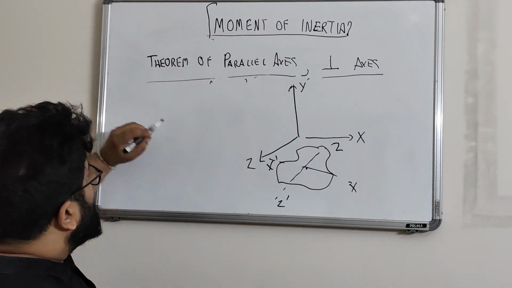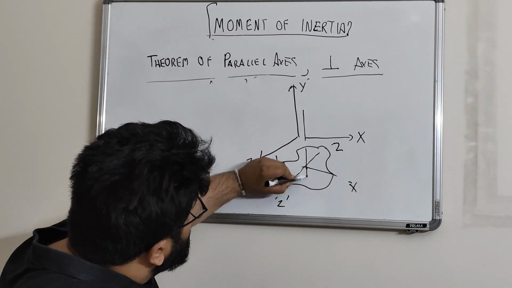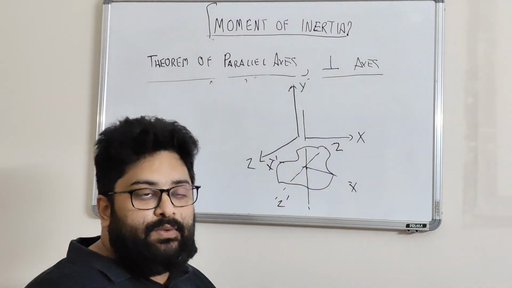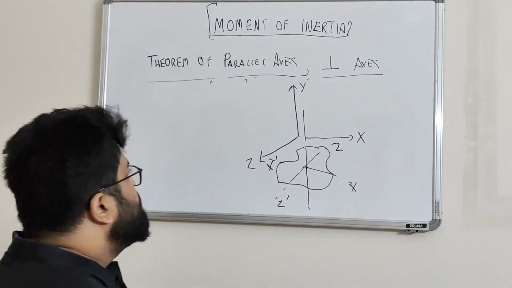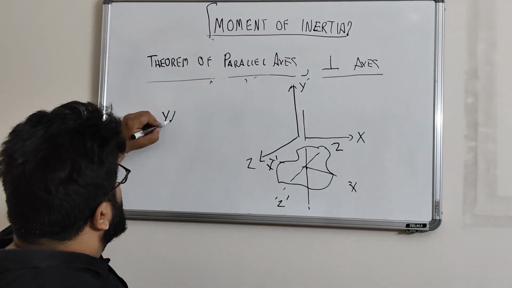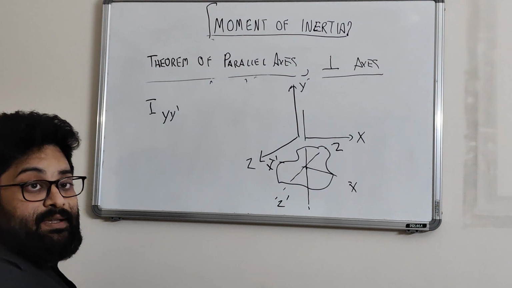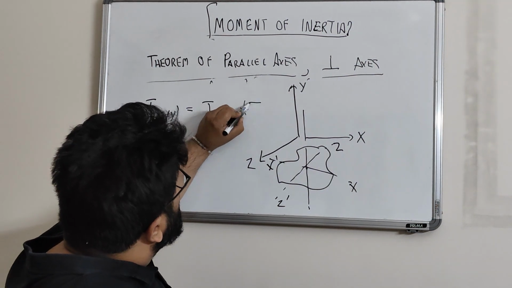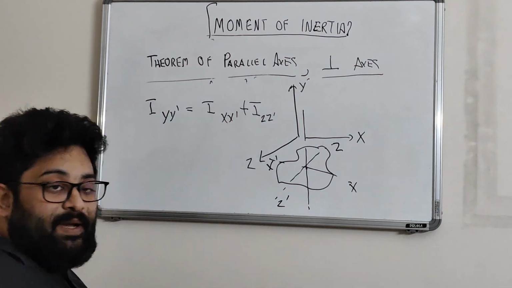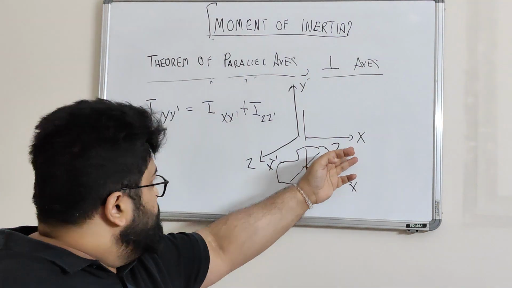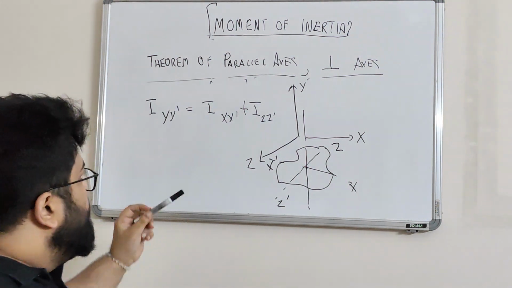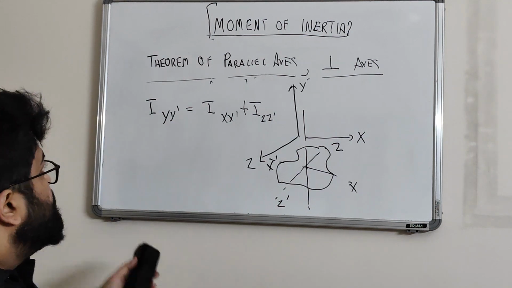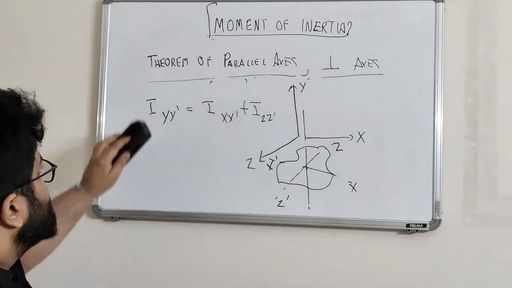So if you see, the theorem states for this third axis passing through, that's just perpendicular to the body, right? Let's call it y dash, right? So I for y dash equals the I of x dash plus I of z dash. Keep in mind that this body is in the xz plane, right? And this is passing through the center of mass, all three axes. That's when this theorem of perpendicular axis takes place.